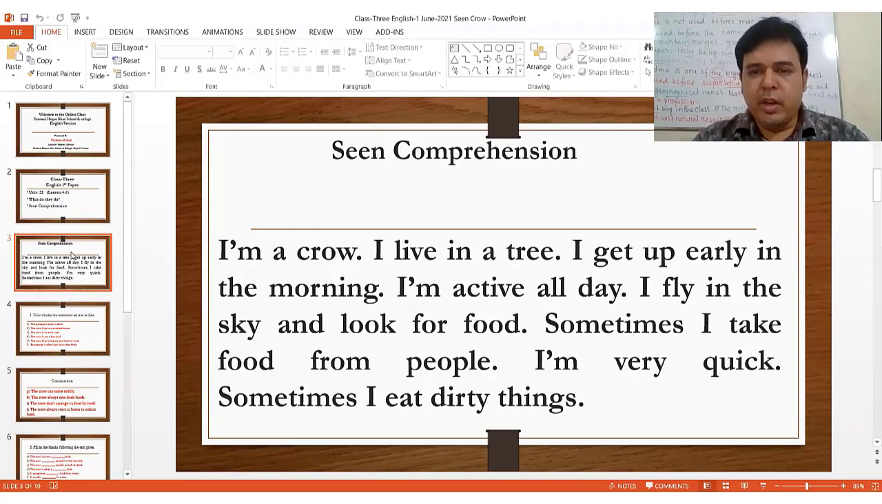What does a crow do? When does it get up? What type of bird is it? And how does it collect its food? So this sort of information has been discussed in the scene comprehension. You can see here the scene comprehension, and for you, we will show you it again.